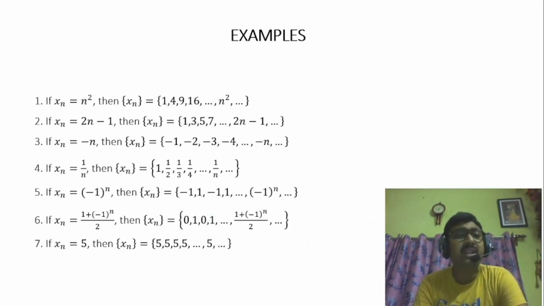So if we consider our examples, look at that. The first example is clearly bounded below because 1 is the lower bound, but it is not bounded above. Example 2, again it is bounded below but not bounded above. In example 3, it is bounded above because minus 1 is the upper bound, but it is not bounded below. But example 4 is bounded because it has both a lower and upper bound. 0 is the lower bound, 1 is the upper bound. Clear? Now example 5, again it is bounded because 1 is the upper bound, minus 1 is the lower bound. In example 6, 0 is the lower bound, 1 is the upper bound. And in example 7, 5 is an upper bound as well as the lower bound. Clear?